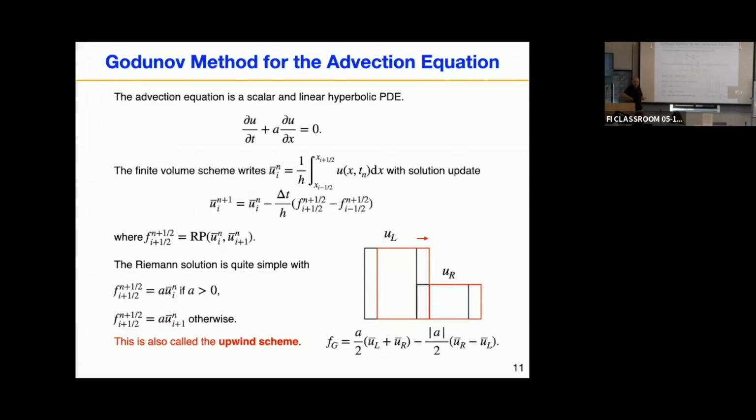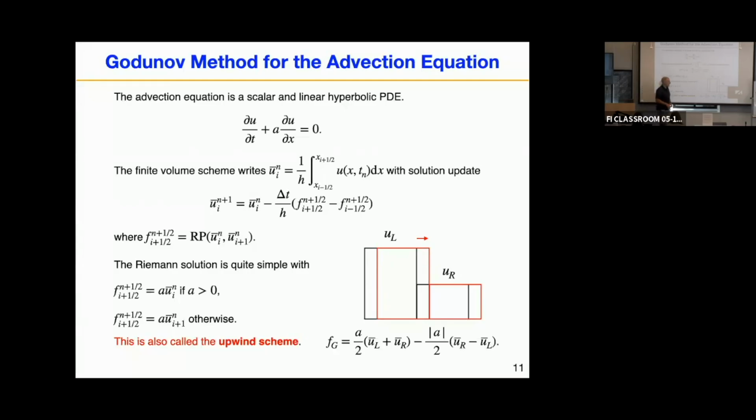To solve the advection equation, the exact solution to the Riemann problem is really simple, and it's just this. And so this is called the upwind solution. Upwind because if the wind flows to the right, if A is positive, you're going to take the left value. So it's the value which is upwind. If the wind flows to the left, then you're going to take the right value, which is also the upwind solution. So you always take the upwind value to give you the flux. Okay, this is called upwinding. It's the key concept of the Godunov method.